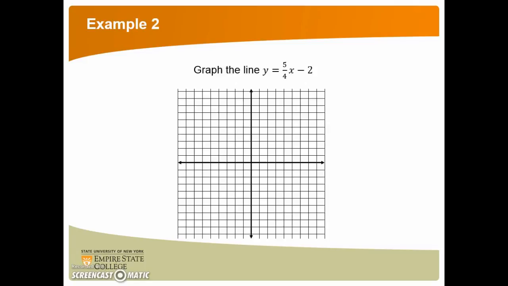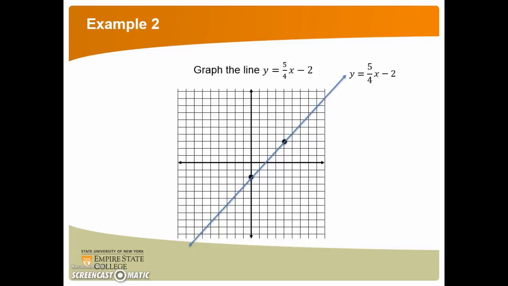Suppose this time we want to graph y = 5/4 x - 2. When we look at this equation, we see minus 2 at the end. Our y-intercept is negative 2. Our slope is positive, so we count up 5 and right 4 from the y-intercept to plot our second point. Connect the dots and label.